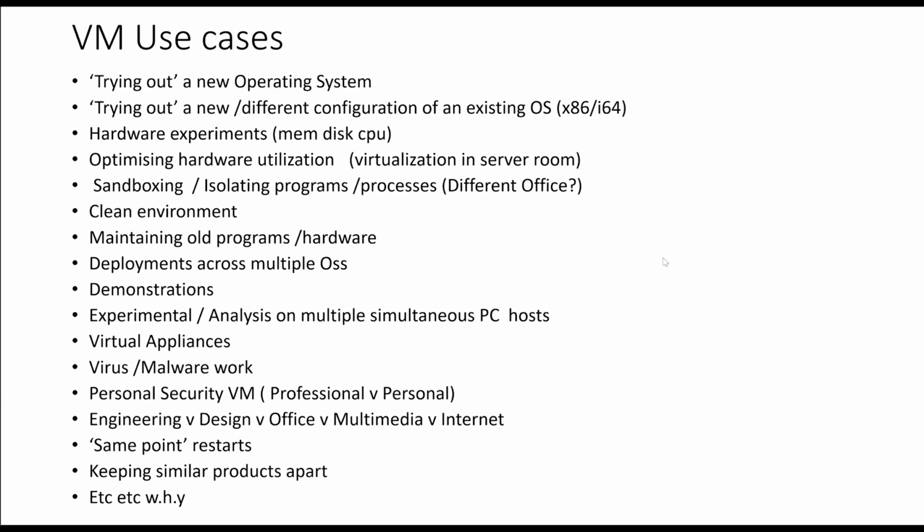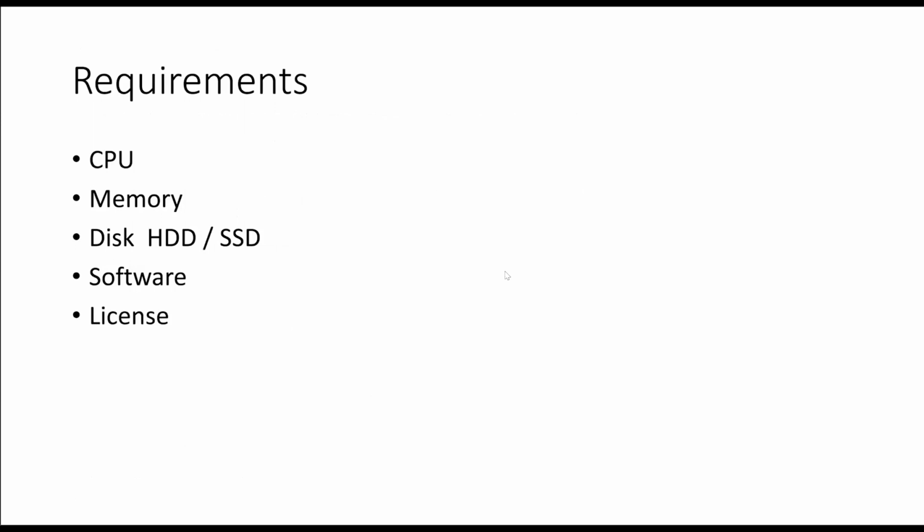So there's a dozen, there's more than a dozen. It only took me about 10 minutes to list these ways that I personally use virtual machines. And like I say, there's a use there for everybody. So what do we need? We need a CPU. The CPU has to be virtualization capable. You need memory, and preferably a lot of it. You need a disk, either a hard disk or an SSD.